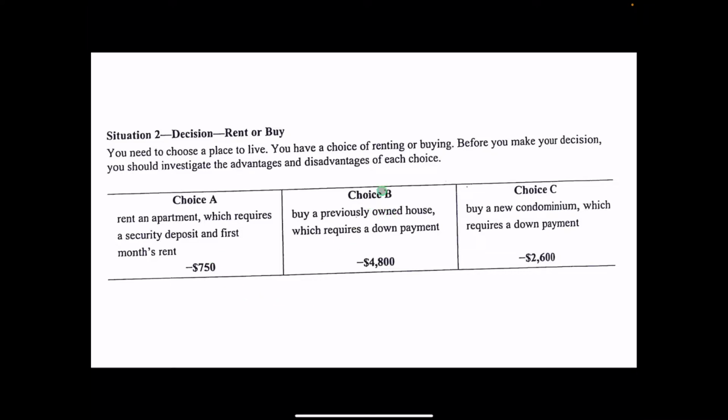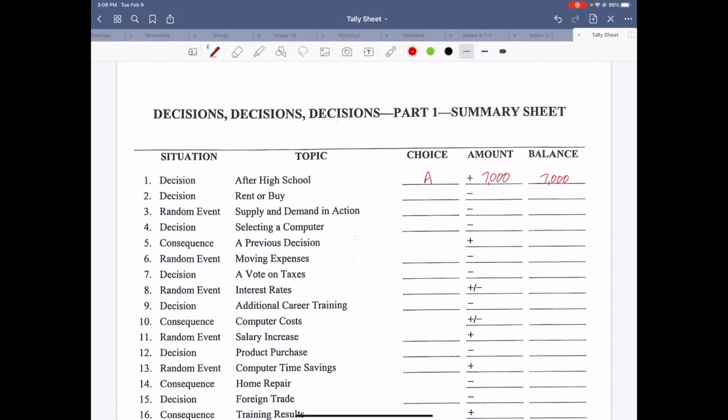For me, I'm going to choose choice B, $4,800. So again, I'm going to go back into my chart here. I'm going to put choice B, and this is real important that you write down your choices, minus $4,800. So I take $7,000 minus $4,800. My new balance is now $2,200.